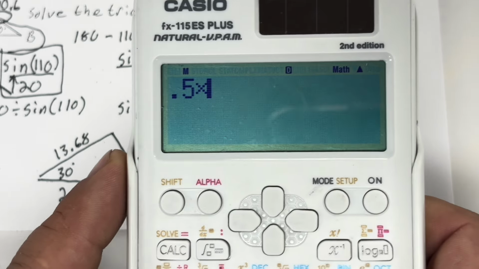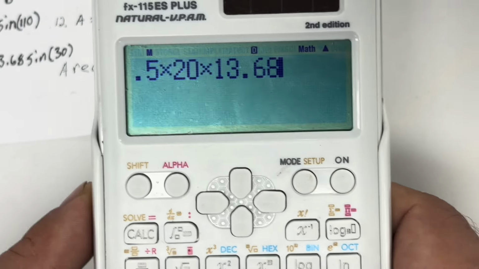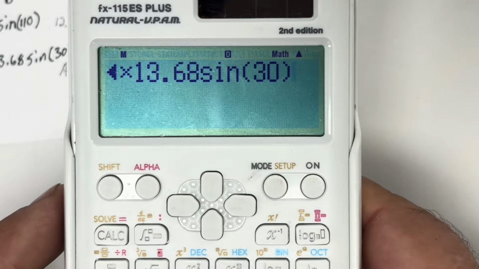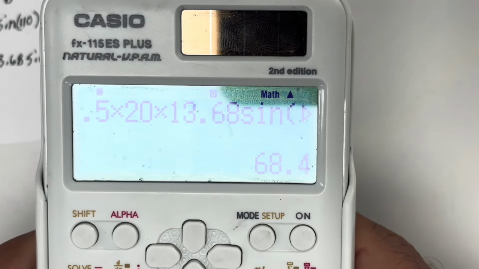0.5 times 20 times 13.68 sine 30. And then we'll hit the enter button to get that, and that's going to be 68.4. We round that to the nearest whole number, and that would be 68.